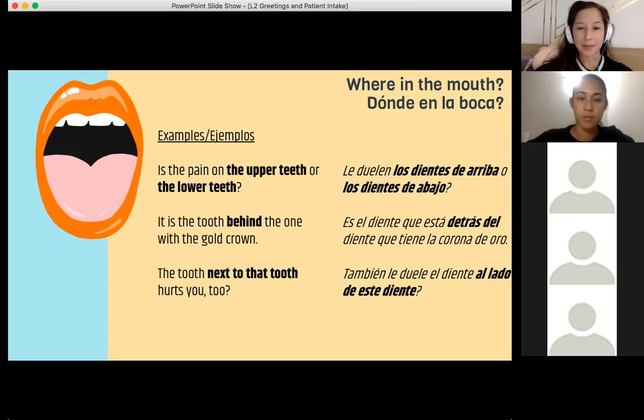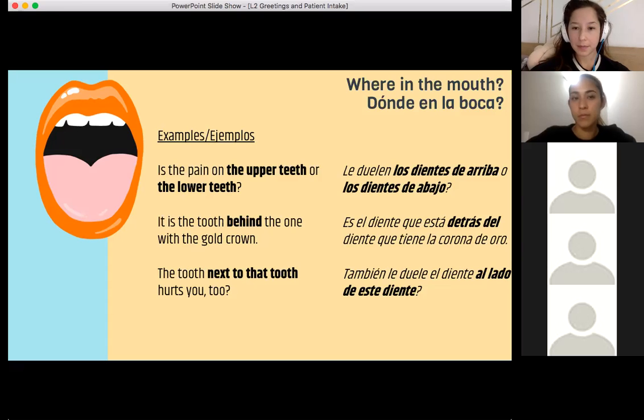Okay, and how would you say next to that tooth? That's a longer phrase that combines prepositions and then our este, esta concept. También le duele el diente al lado de este diente.